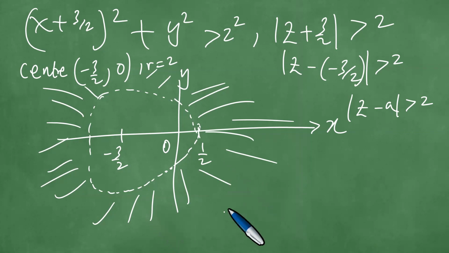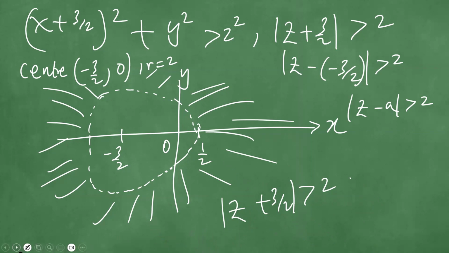So this one is described by this particular circle, modulus of z plus 3 over 2 bigger than 2. Now, a couple of things are very important, like this other one: imagine modulus of z bigger than 1 in C.